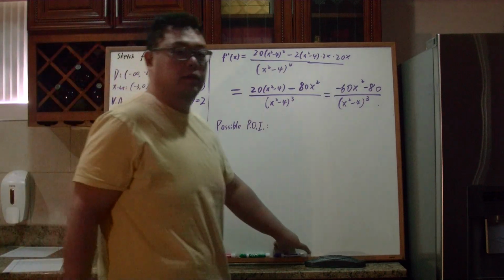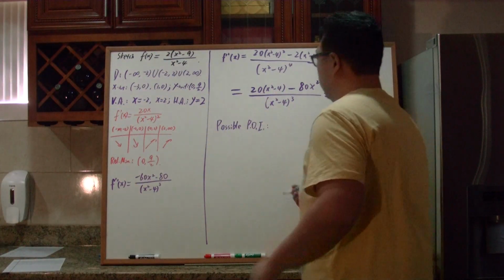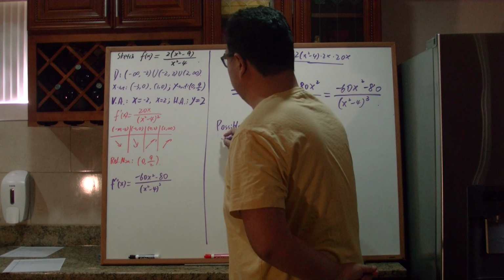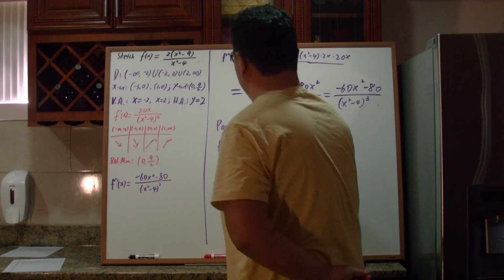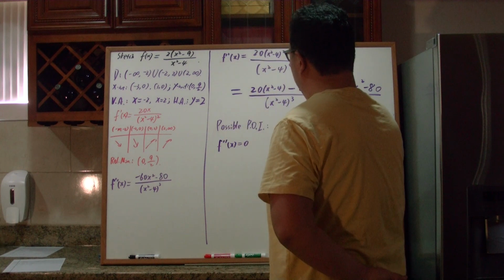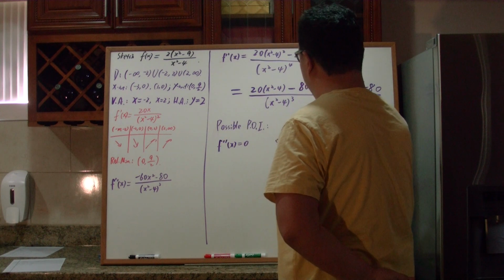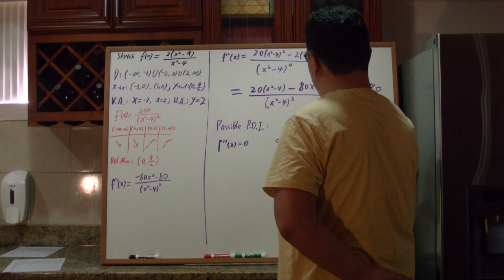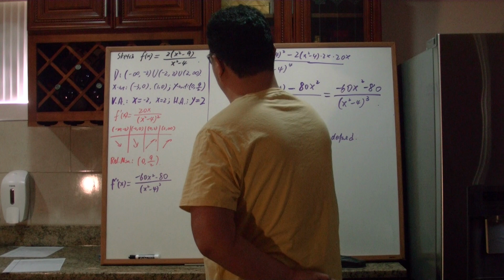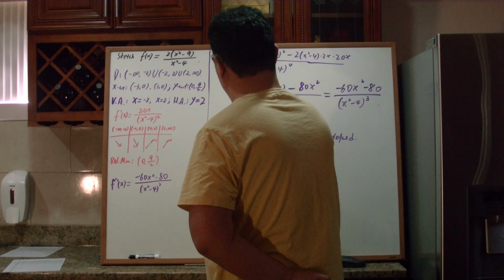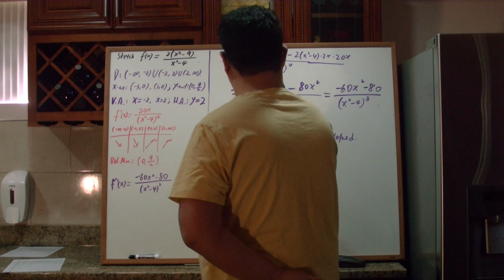Well, to find the possible point of inflection, we have a similar way as the critical number does. So f double prime of x equals 0, or it's undefined. Well, when it is equal to 0, we get the numerator equal to 0.